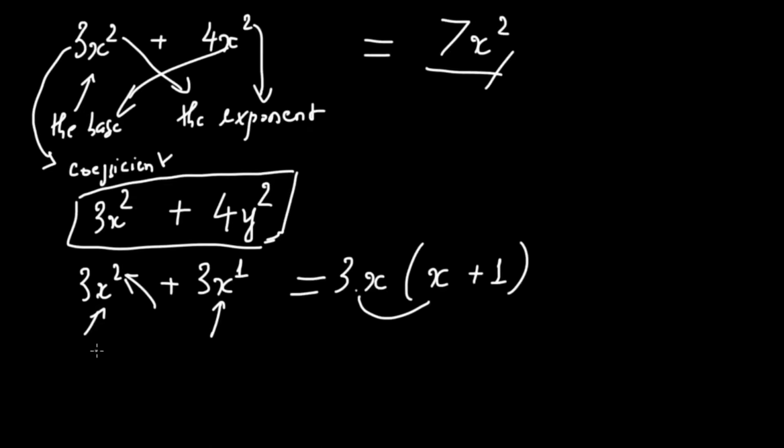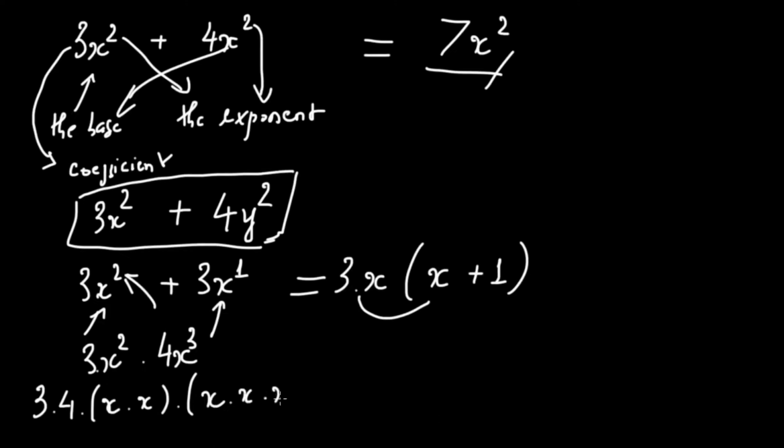How about multiplication? For example, 3x squared times 4x raised to the third. X right here is the base, 2 is the exponent. X here is the base, and 3 here is the exponent. Basically, we multiply the coefficients together, 3 times 4, right? And x squared is, we take two variables x, we multiply together. And x raised to the third, we take 3 variables x, we multiply together.